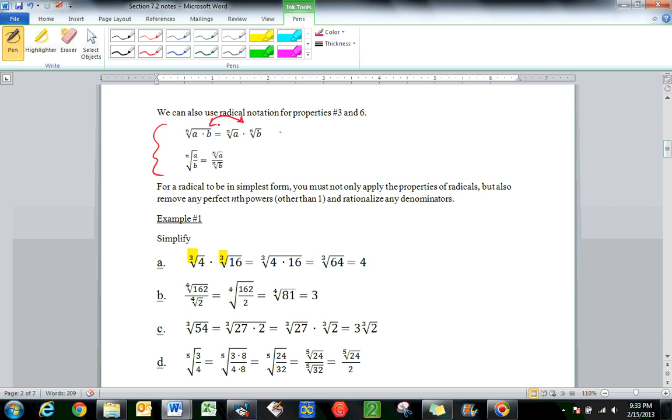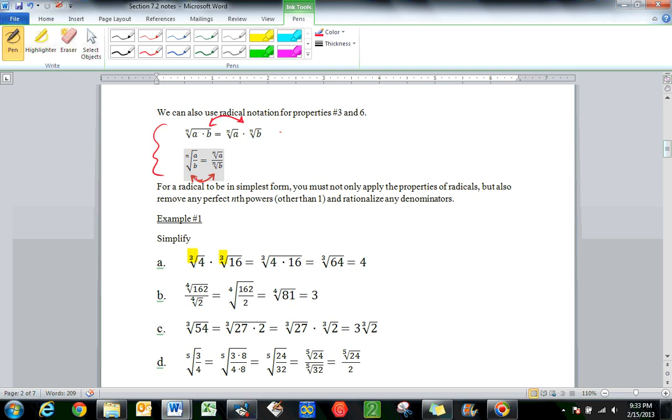Same thing with part B. These properties can go either direction, so you can see in part B, the fourth root of 162 and the fourth root of 2, neither one of them is a perfect fourth, so we could combine those back together to get the fourth root of 81, which is a perfect fourth, and that will equal 3.